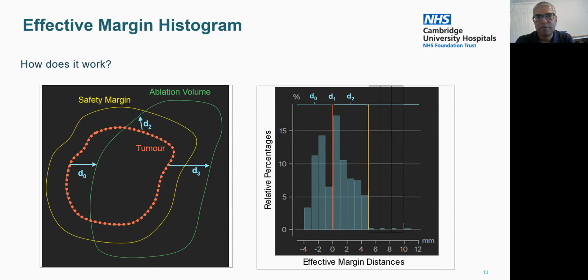And then finally, you have the third situation, which is D3. And this is the group where the ablated volume covers both the tumor and the safety margin. And that's represented there on the histogram to the right of the yellow line.